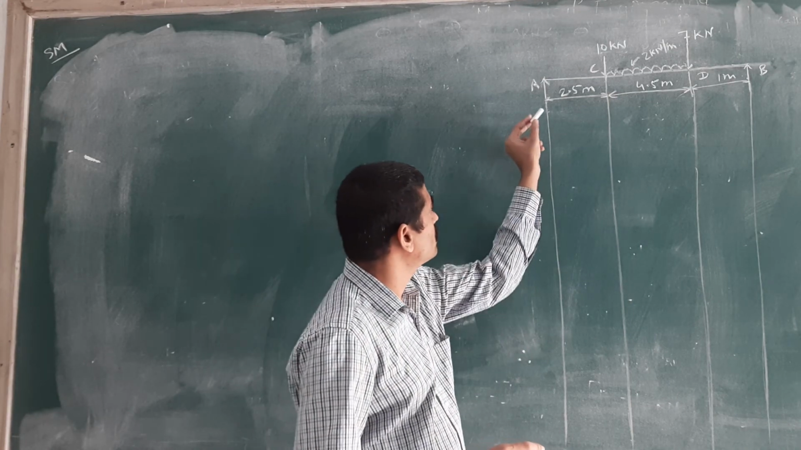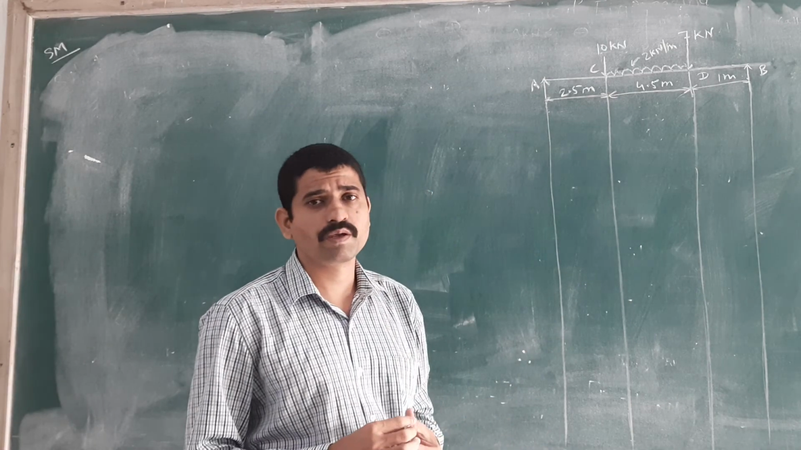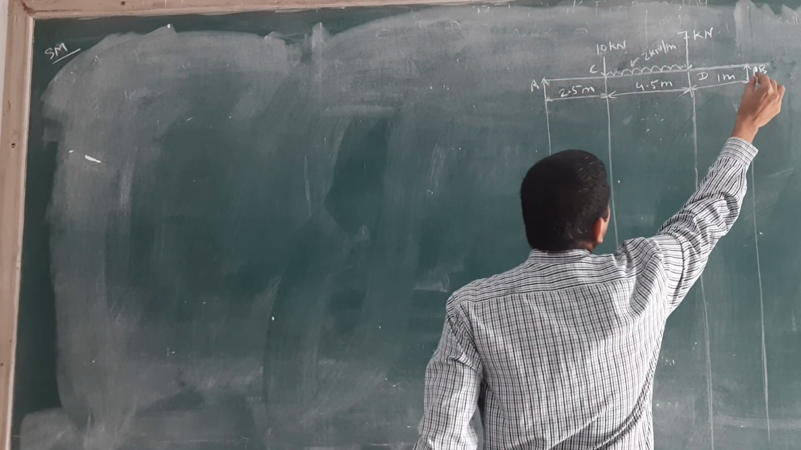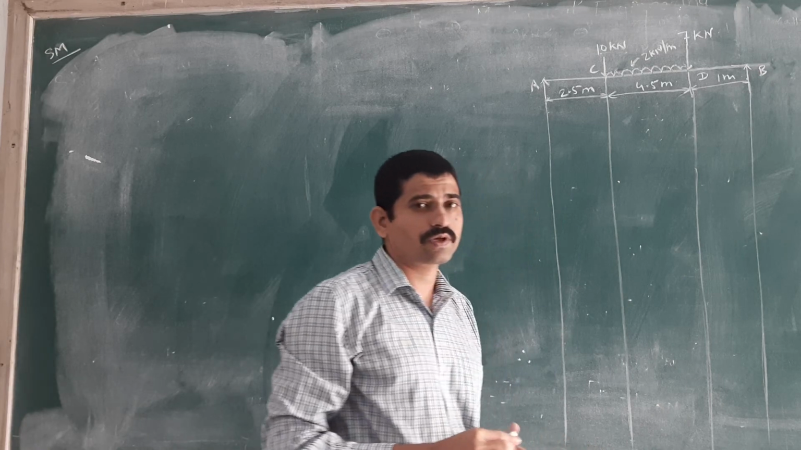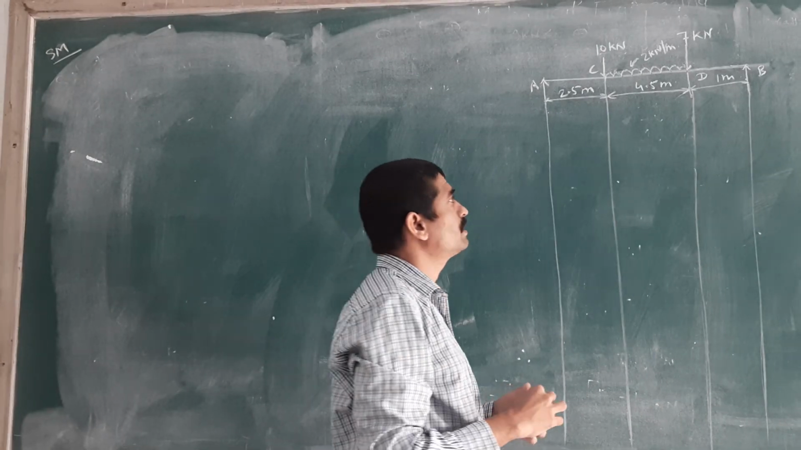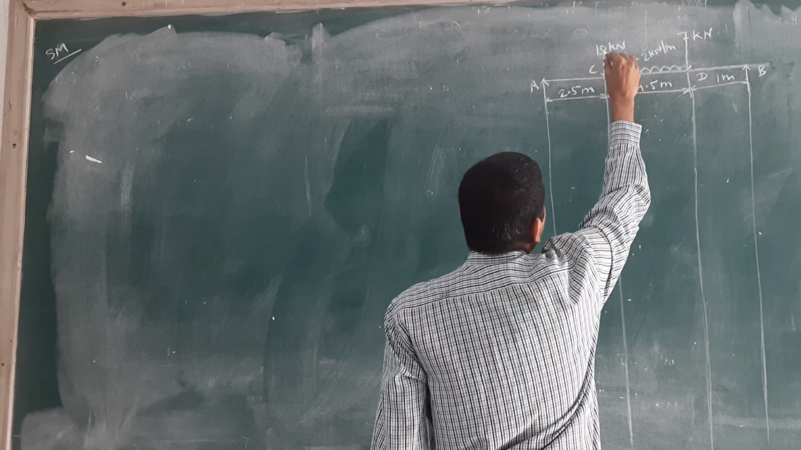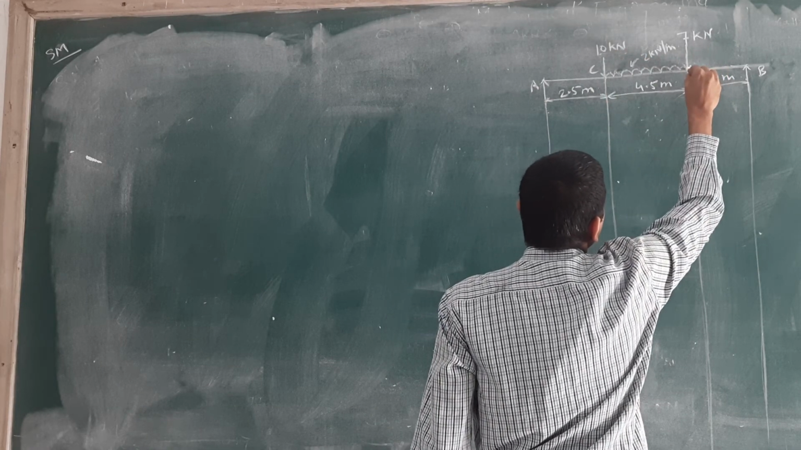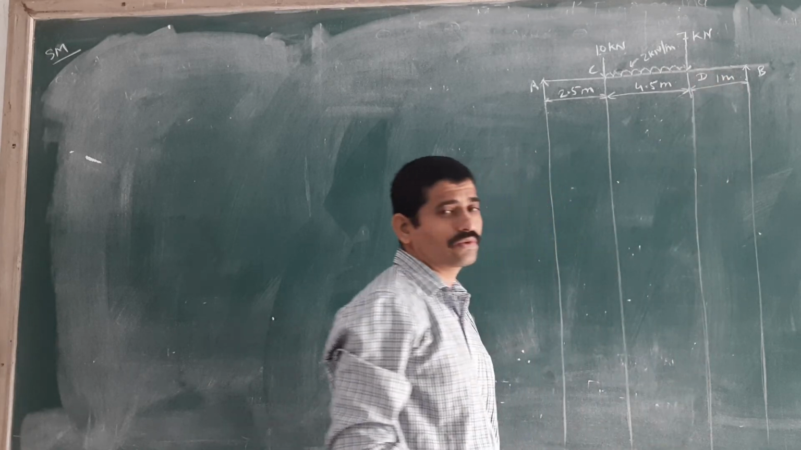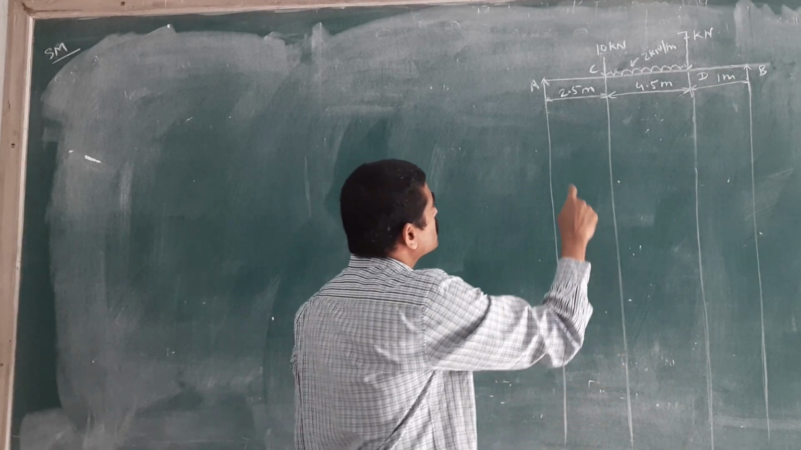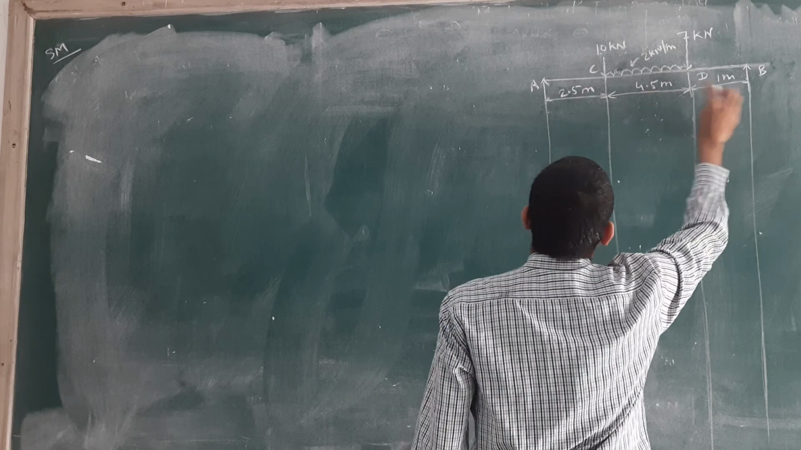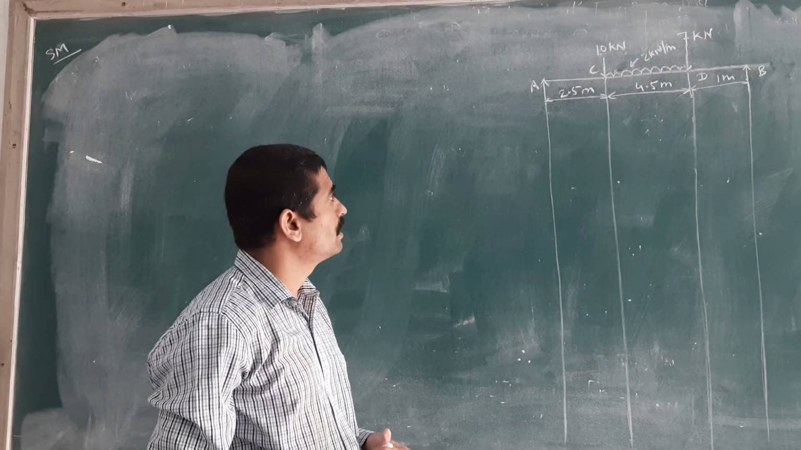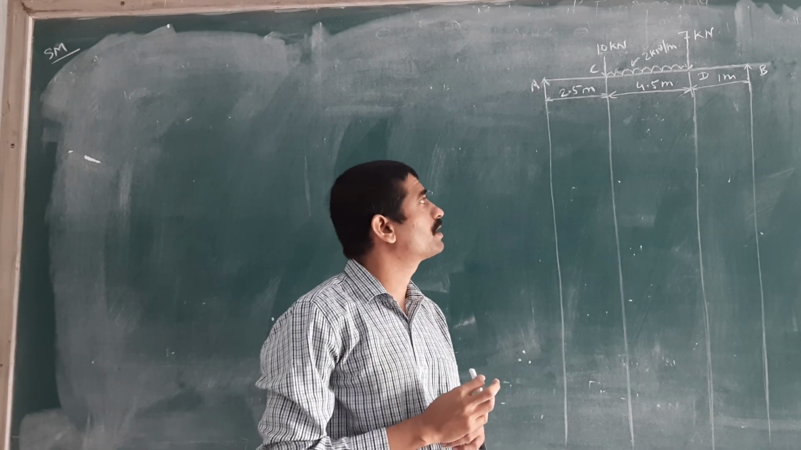First, what is given? You are given a simply supported beam. The supports are at point A and point B. We are given a point load of 10 kilonewton at point C and 7 kilonewton at point D, and the total distance from A to B is 8 meters. Then how to solve this given numerical?